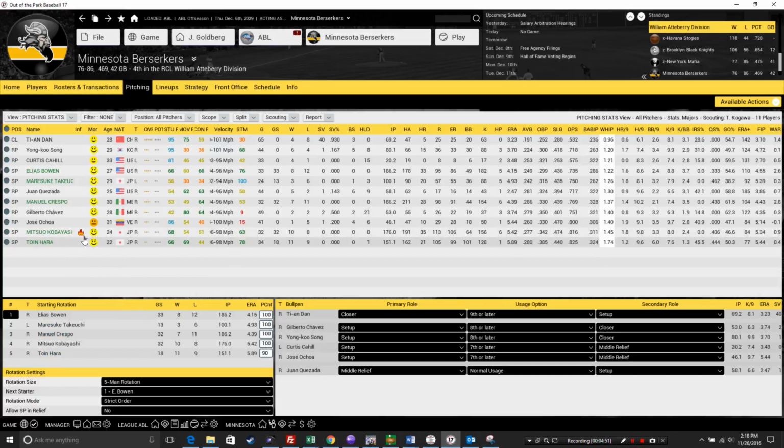Now in the regular season, when I see a flame like this, meaning he's on a hot streak, I may move up Kobayashi to possibly the third spot, maybe even put him first.